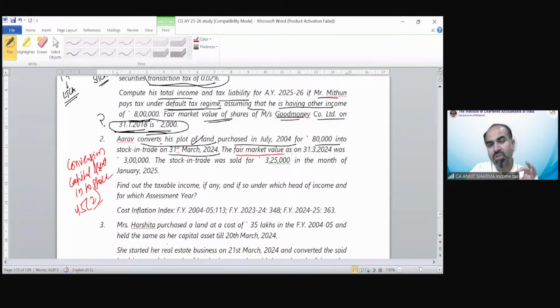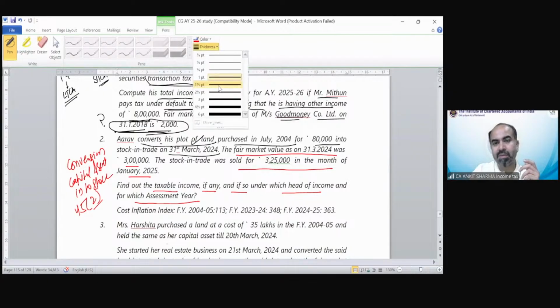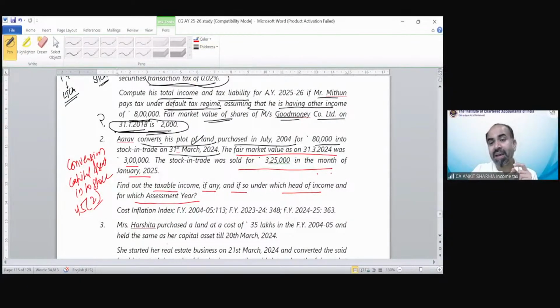The fair market value as on 31st March 24 was 3 lakh. And the stock in trade was sold for 3,25,000 in the month of January 2025. Find out taxable income, if any, and if so, under which head of income and for which assessment year. So in case of conversion of capital asset into stock in trade, the year of taxability would be the year in which stock in trade has been sold. Because the stock in trade was sold in January 2025, the assessment year of taxability would be 25-26. Very simple. So the capital gain is going to be taxed in assessment year 25-26 and the PGBP also.